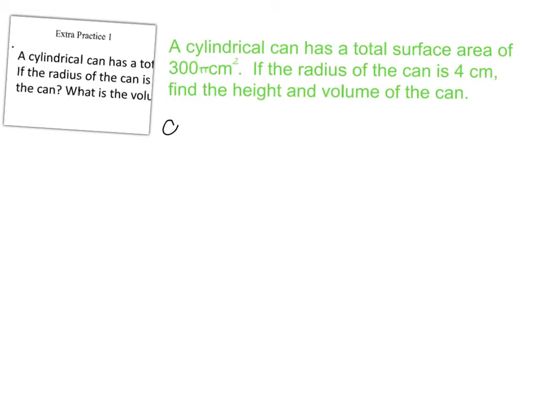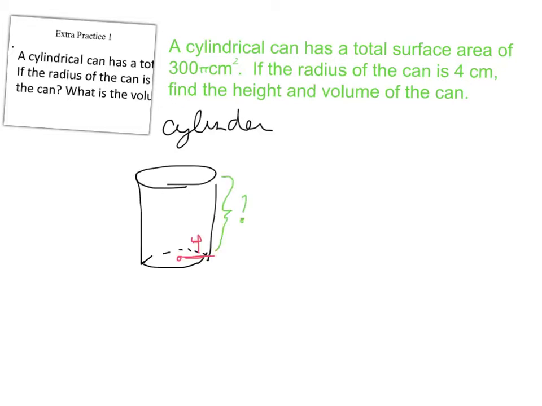Alright, first thing I note to myself is what kind of shape, and then I will draw it. So they give me this cylinder, they tell me the radius is 4, and the height is unknown. That's what I'm looking for. Alright, so I think I got all the useful information. Cylinder, this is the TSA, and I used radius, check. Okay, I'm finding height and volume. Alright, let's get into it.